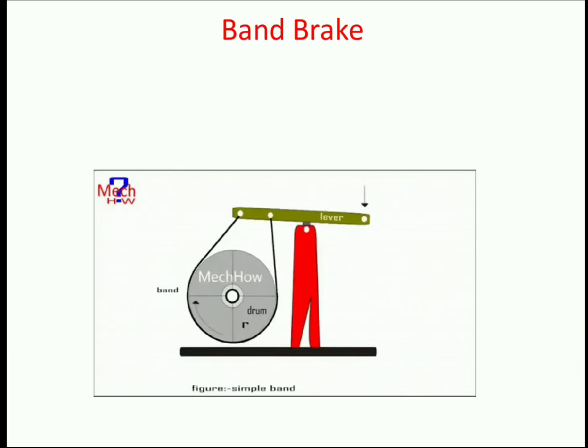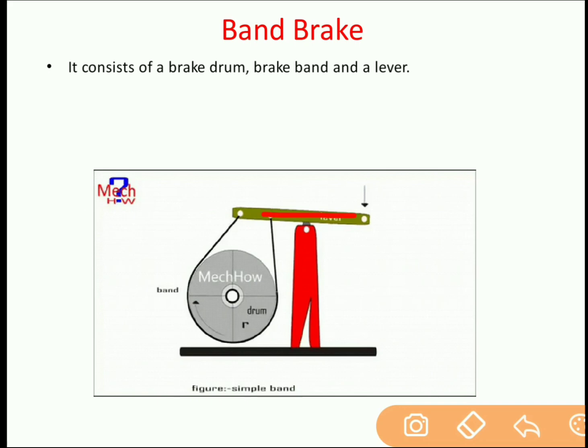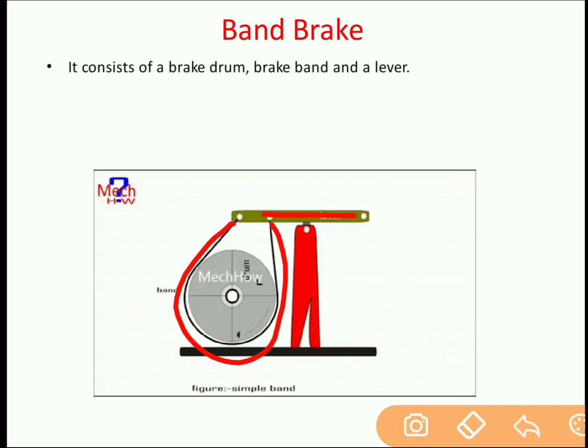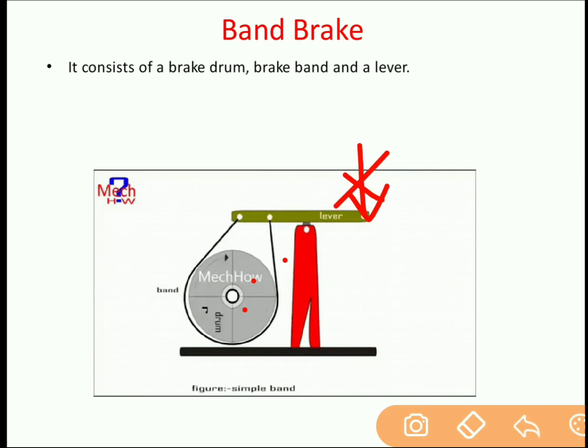Next category of the brake is the band brake. You can see the animation of the band brake over here. It consists of a lever, a rubber band over here and a drum. Now when the effort is applied on the lever, the drum and the band will come in contact and the rotation of the drum stops. And when you release the effort from the lever, then the drum will rotate at its usual speed because there is no contact between the band and the drum.